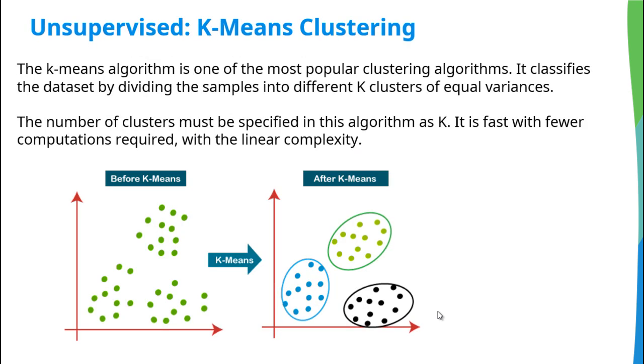And we have unsupervised learning as well. We have k-means clustering. So that's one of the examples of unsupervised learning. Like I said before, this is not for prediction. This is for clustering or categorizing or grouping. The k-means algorithm is one of the most popular clustering algorithms. It classifies the data by dividing the samples into different k clusters of equal variances. The number of clusters must be specified in this algorithm as k. It is fast, with fewer computations required and linear complexity.